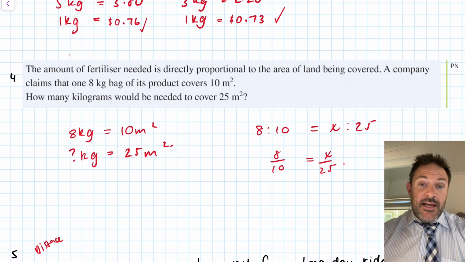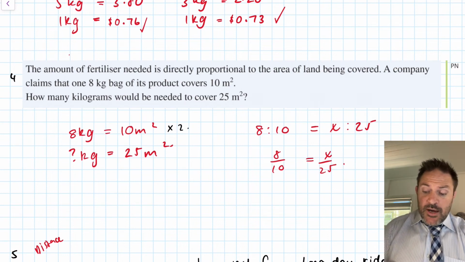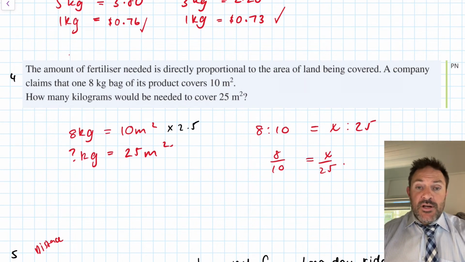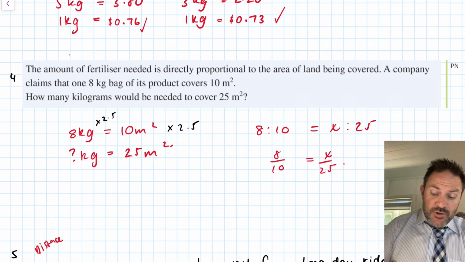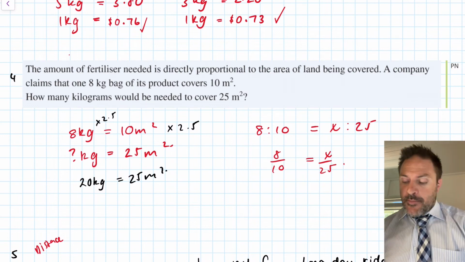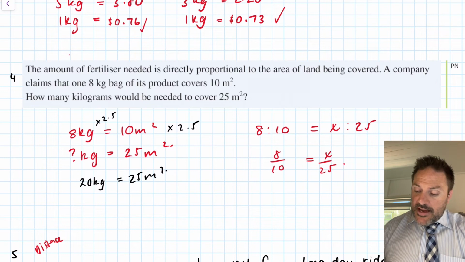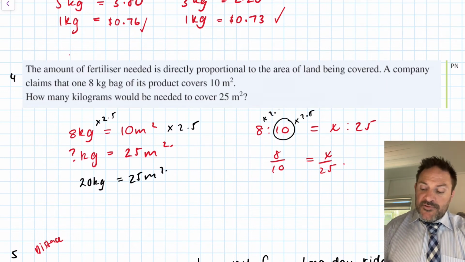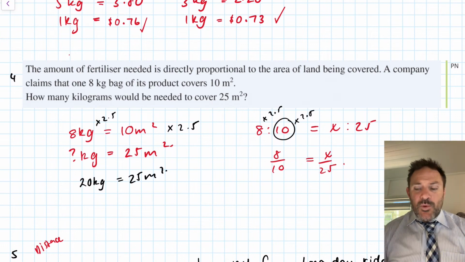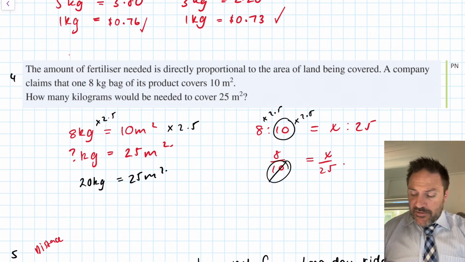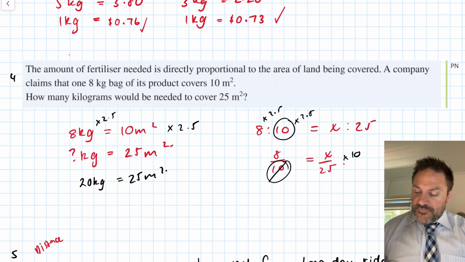You might not even use either of those and say, hey, I've got to times 10 by 2.5 to make 25. So let's times them both by 2.5. We get 20 kilograms. Okay, and that would be the same method on both of these questions here. You'd say, well, you could do 10 times 2.5 to make 25, times this by 2.5. There's lots of ways you could do it. You could even times this by 10. Okay, actually, no, I wouldn't do that.